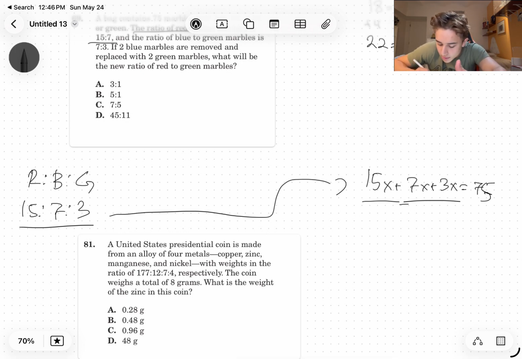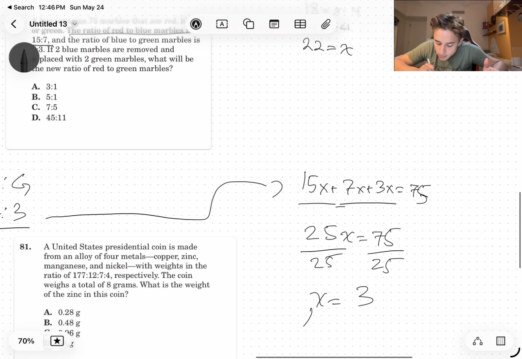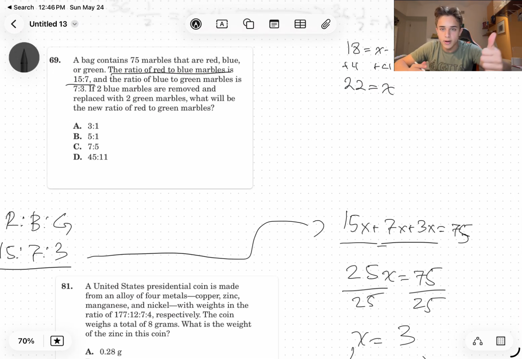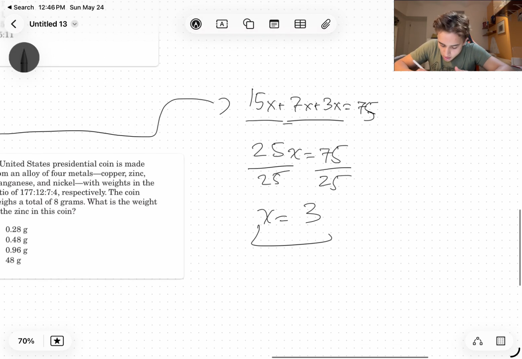So if we add this together, we get 25x equals 75, right? And then we're going to divide by 25. So we get x equals 3. Okay. So now we know that x equals 3, so we can find the amount of blue, red, and green marbles. So red is the first, right, of the 3. So 15x is going to be the amount of red marbles. So we have 45 red.